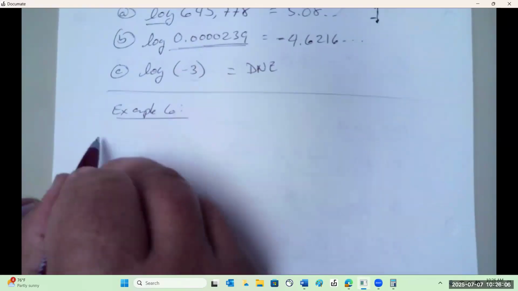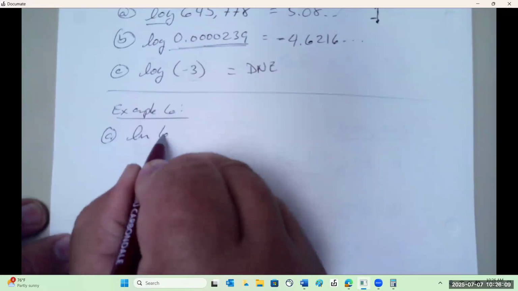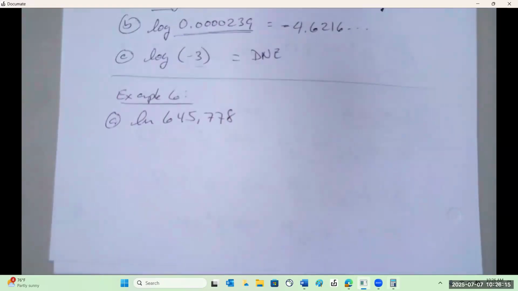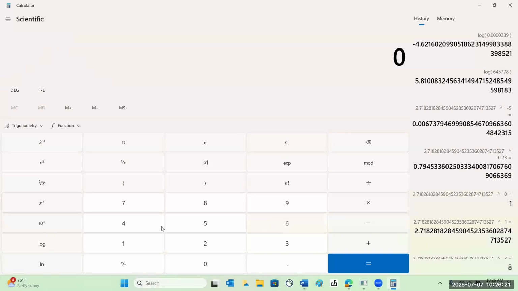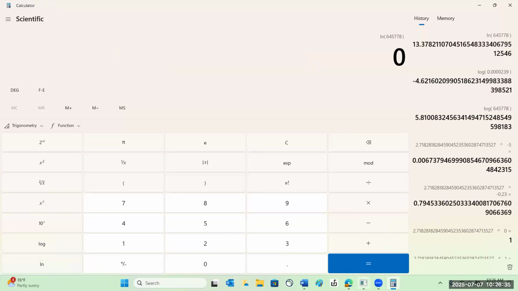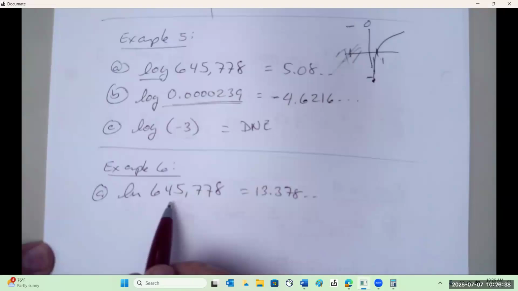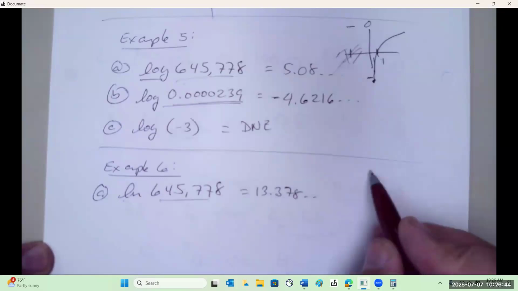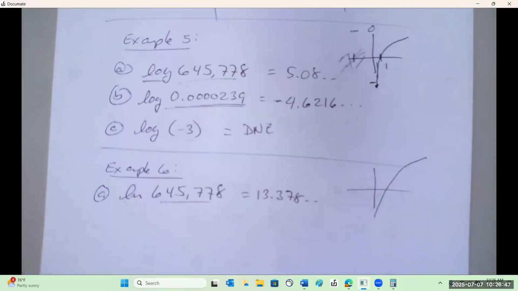Example 6. ln 645,778. We do the same thing we just did there. 645,778. Go to ln. It's going to exist. 13.378, and so on. You notice that for the same numbers, the ln is a little bit bigger because its growth is a little bit higher.